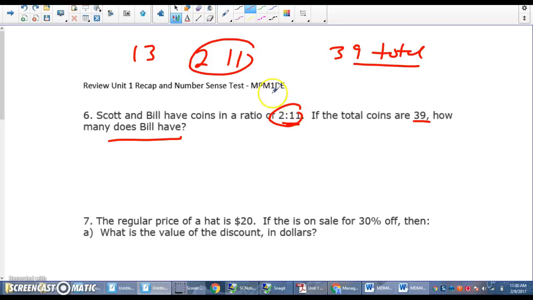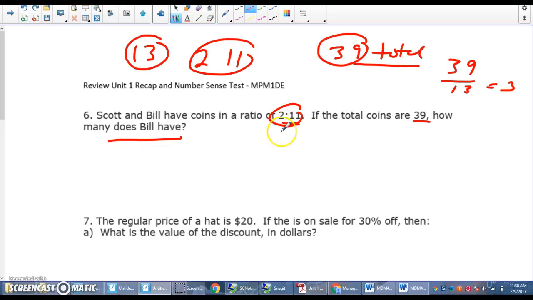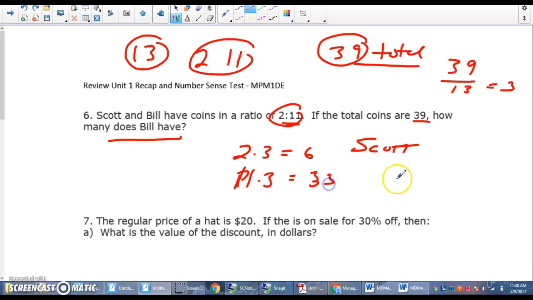Let's think about how many groups of 13 are in this total of 39, and it'll always be a whole number. So how many groups of 13 are in this 39? Well, 39 divided by 13 is equal to 3. So each of these guys now has 3 times what this 2 and 11 was, because I'm 3 times as big. So 2 times 3 is 6, and that's how many Scott has. 11 times 3 is 33, and that's how much Bill has. So let's look at this 33 to 6. Does that work? Well, they are 39 coins.